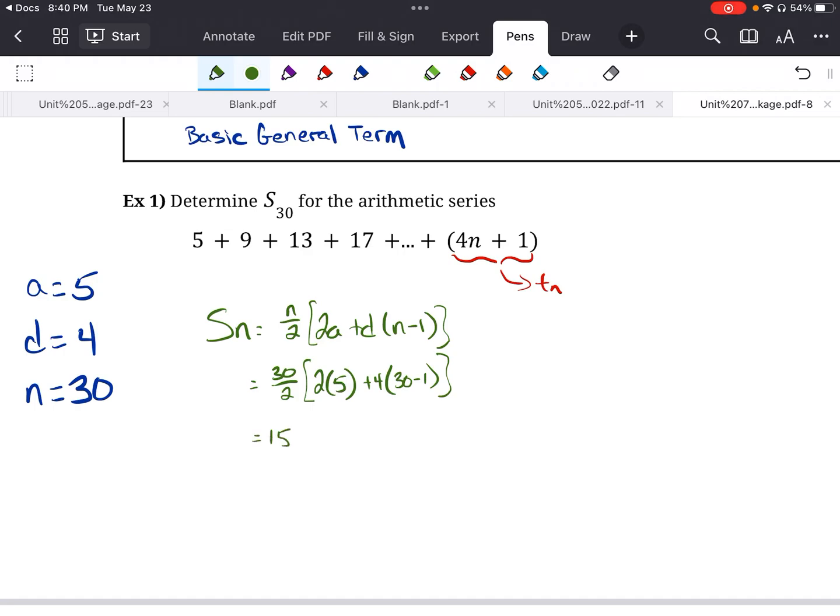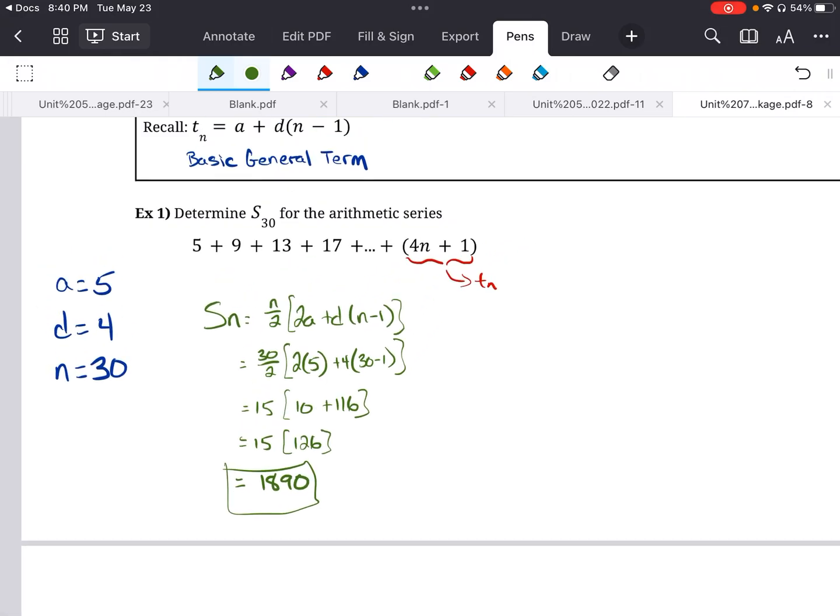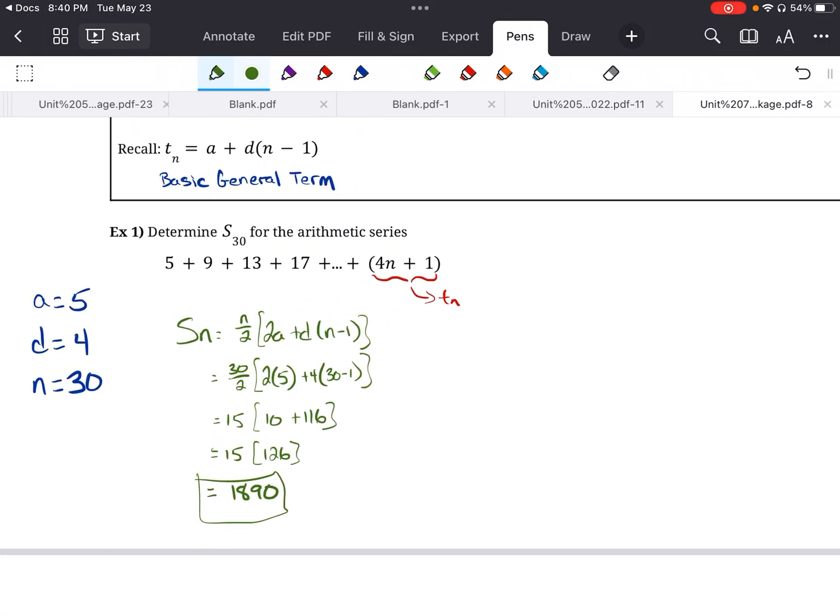So we get 15 times 10. 30 minus 1 is 29. 4 times 29 is 116. And finally, 15 times 126 is 1,890. Okay, so the sum of this sequence, if there were 30 terms, is 1,890.